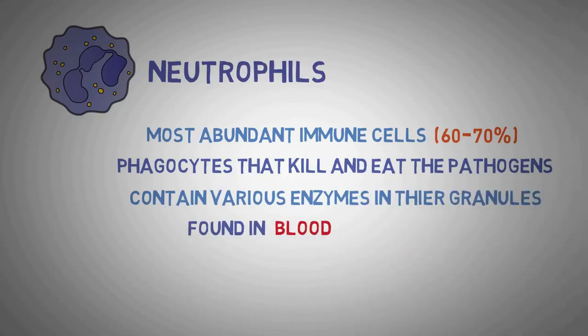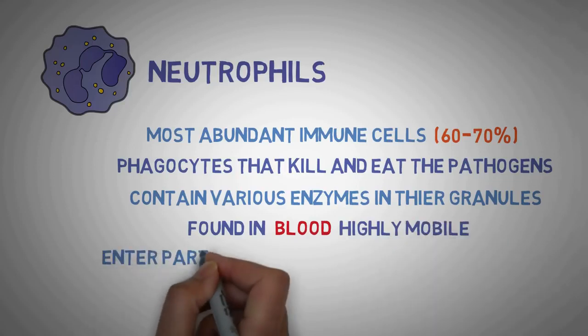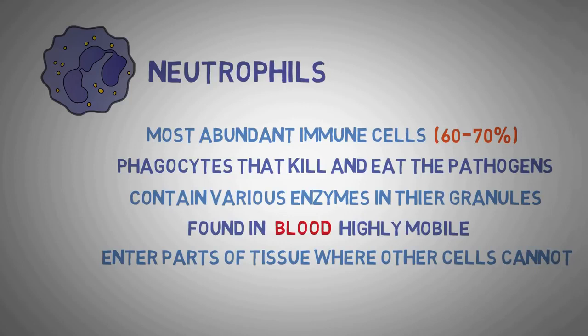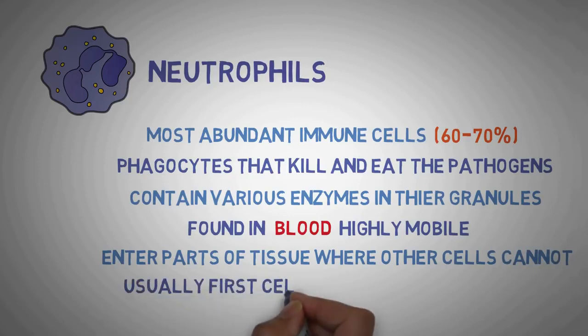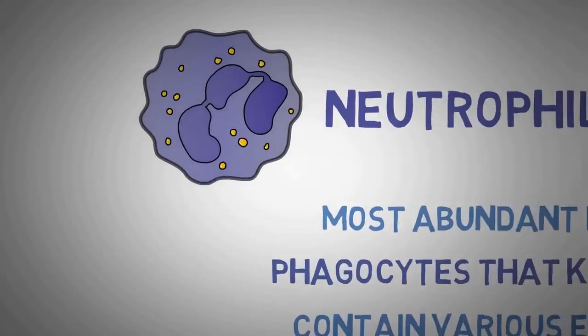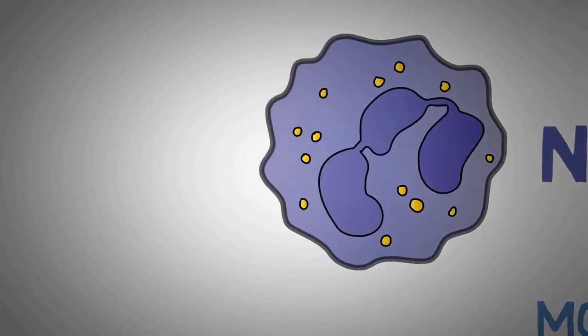They are normally found in the bloodstream and are short-lived and highly mobile as they can enter parts of tissue where other cells or molecules cannot. Neutrophils are usually the first cells to respond to any infection or inflammation. This is due to their heightened ability to sense what's going on around the body by detecting special chemical signals released by pathogens and by our own body cells that tell them what's going on in the body.